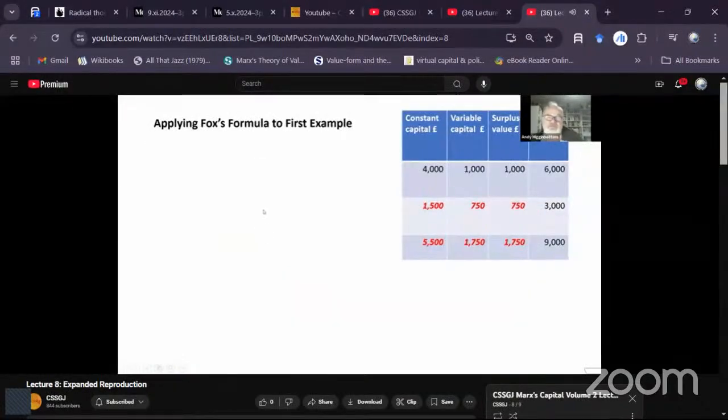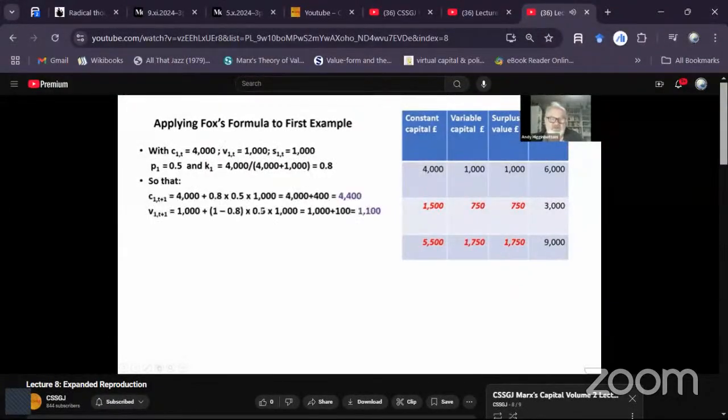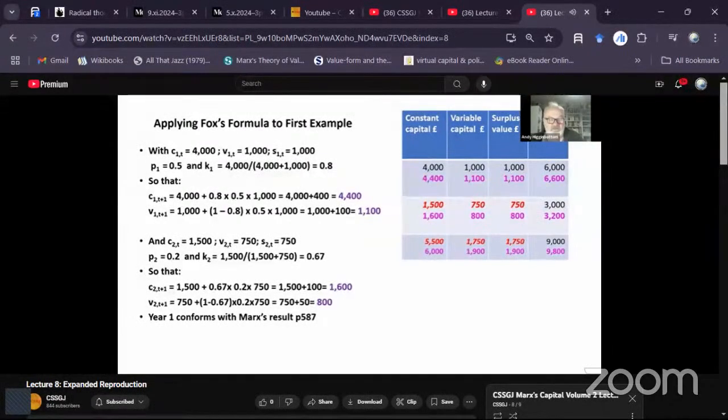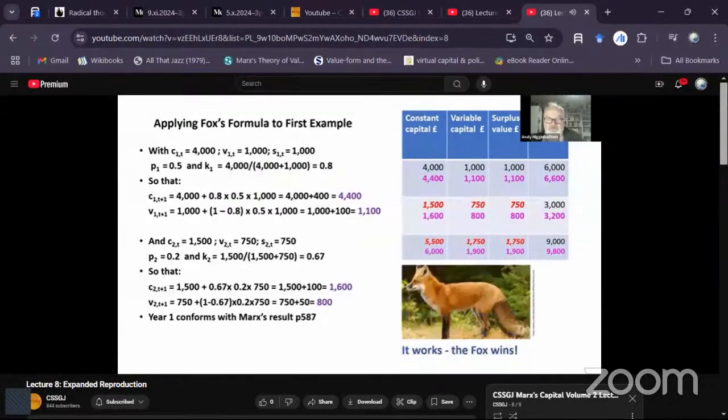Now, it would be interesting, does Fox's formula work? We plug the numbers in against his formula. It definitely works for year 1. We get the same results that Marx gave us from the formula. That's all good. So far, so good. In year 2 as well. In year 3, yeah, so Fox wins. It's working very nicely. Thank you. So we've got an algebraic expression which we can apply to different examples.